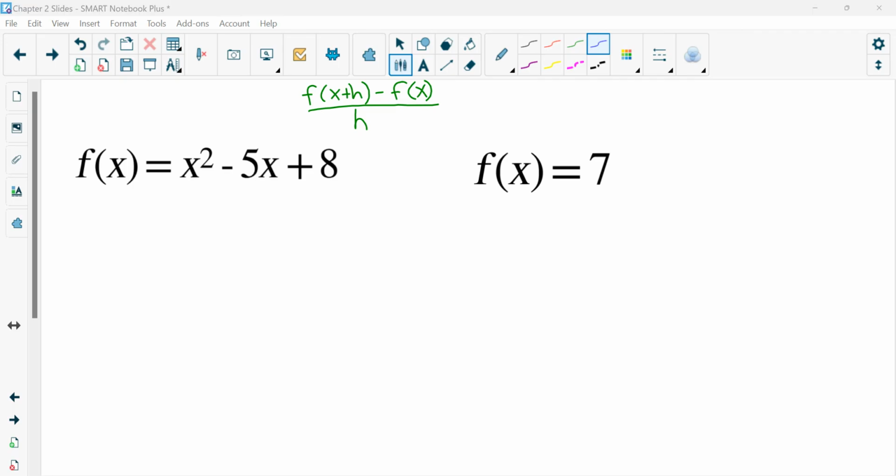All right, so try doing just the first one is fine. This f of x equals x squared minus 5x plus 8. I wrote the difference quotient up there for you.